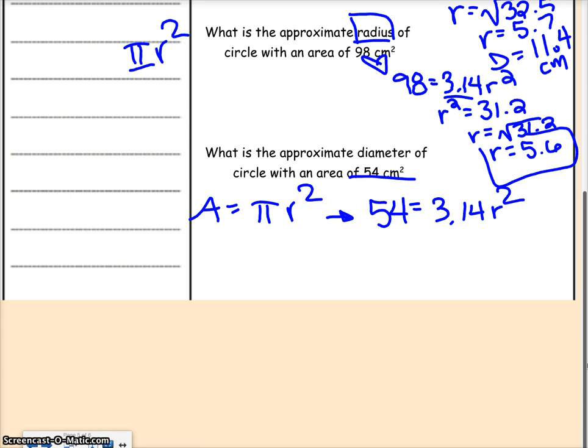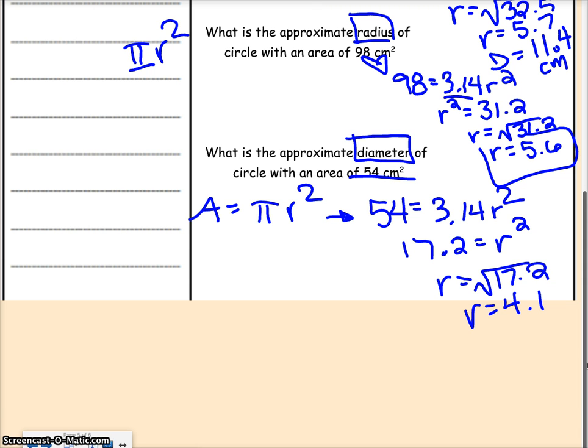And I get 17.2 is equal to my radius squared. But that's not my radius, it's the square of my radius. So my radius is the square root of 17.2. 4.1. Now that's my radius, and I always just double check. Do I want my radius or diameter? Looks like I want my diameter. Diameter is double your radius, so 8.2 centimeters is my diameter.